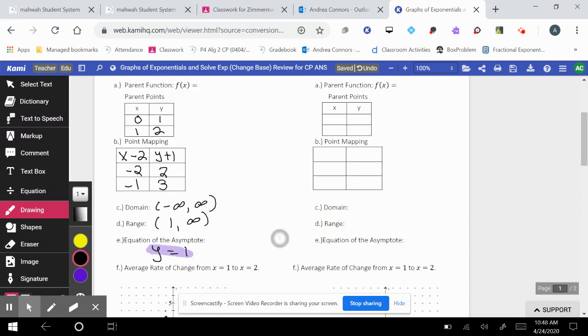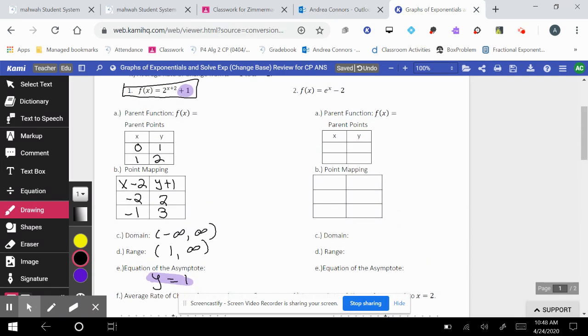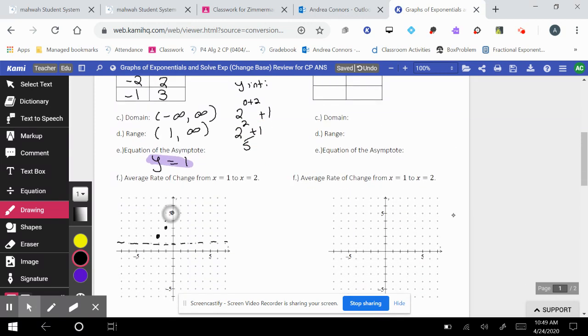And then I'm just going to graph my points. And again, if I want to do the y-intercept, which I kind of do want to do in this case, so it'd be 0 plus 2 plus 1 for your y-intercept. It'd be 2 to the second plus 1, which would be 5. So (0, 5), just so I have a nice little graph going here.